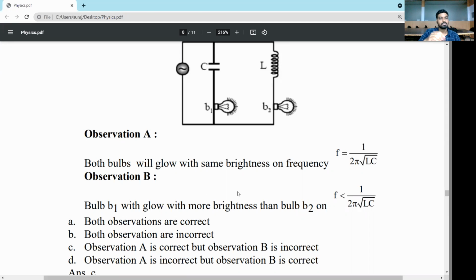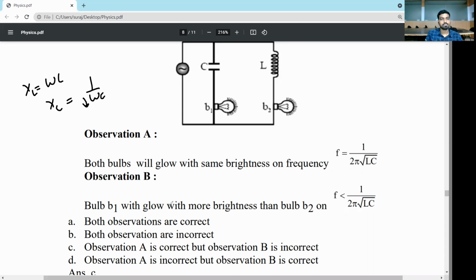Now what is given here? Both bulbs B1 and B2 will glow with the same brightness at resonance frequency. Yes, the first one is correct. Now the second one is wrong, because bulb B1 will not glow with more brightness than bulb B2. If the frequency is lesser than the resonating frequency, the circuit will be more capacitive. Frequency is lesser, right? Omega L is XL, and 1 by omega C is XC. If the frequency is lesser, it will be more capacitive.